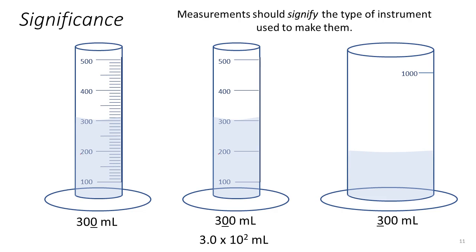In the last graduated cylinder, we only have a marking every 1,000 milliliters, so our estimated digit is the 3. We have to convey this, so we would have to report our answer as 3 times 10 to the second power. As I said, we'll talk more about significant figures in a future lesson.